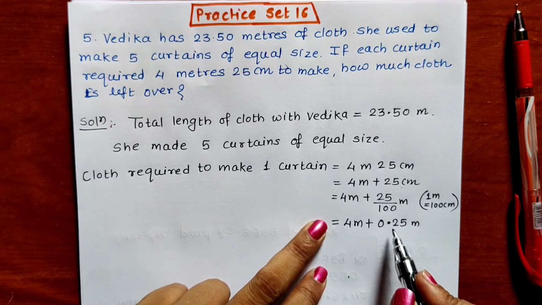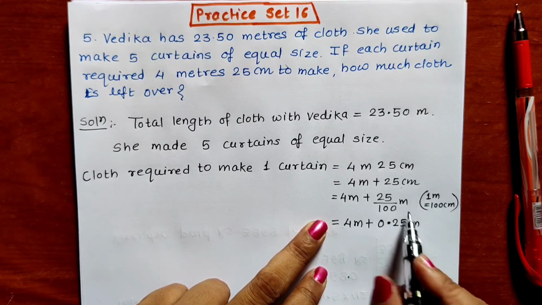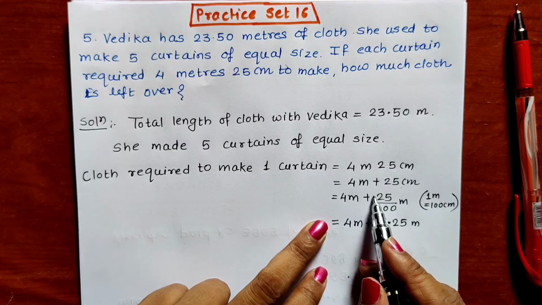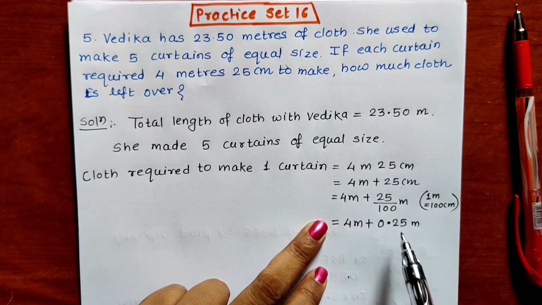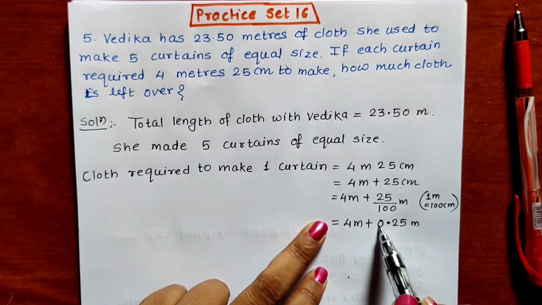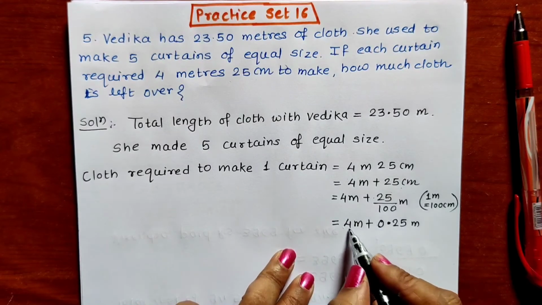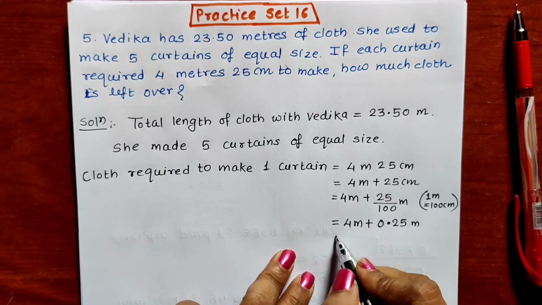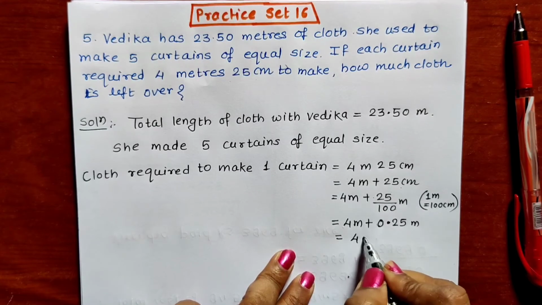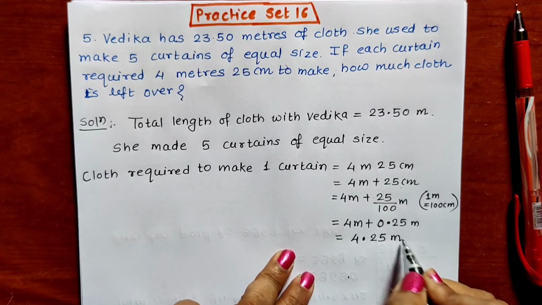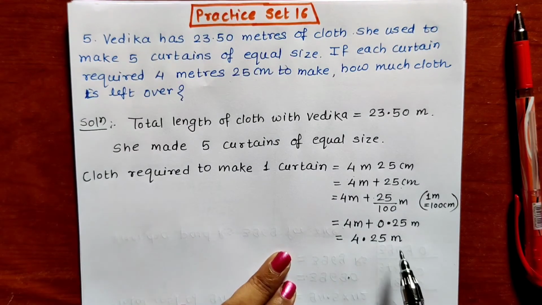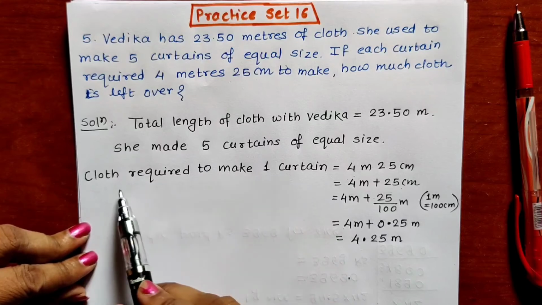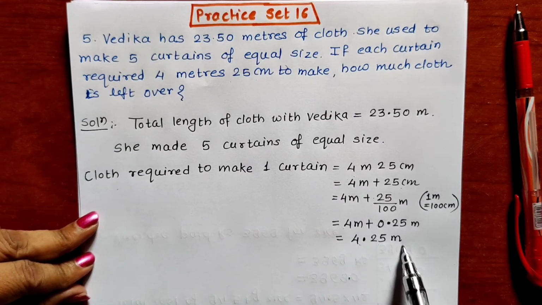25 upon 100, because 2 zeros are there, so in the number after the decimal point there should be 2 digits. So 25, we come from right to left and put the digits here, so it will be 0.25, and on the left hand side nothing is there, so put 0. So it is 4 meter plus 0.25 meter, that means 4.25 meter. In this way we have to convert meter and centimeter into meter, in 1 unit only. So for one curtain we required the cloth of 4.25 meter.